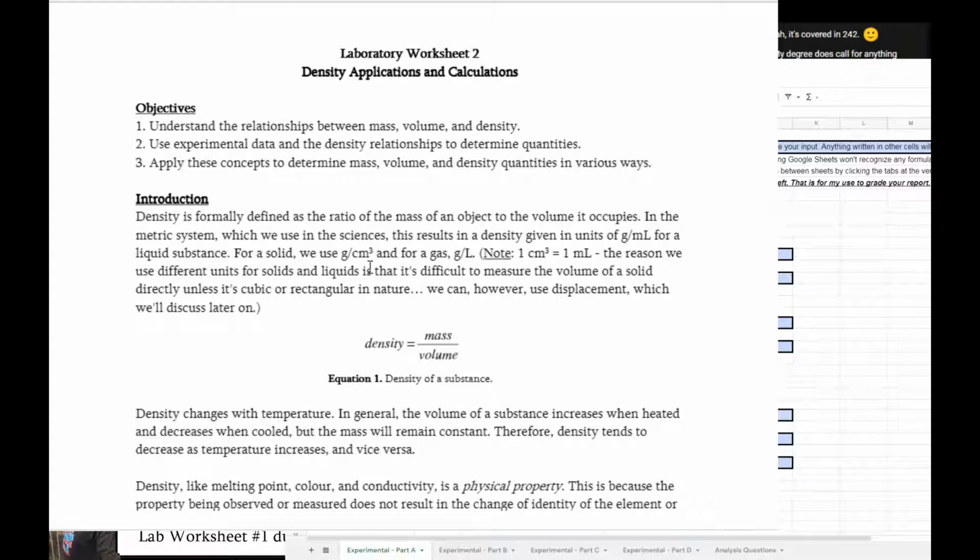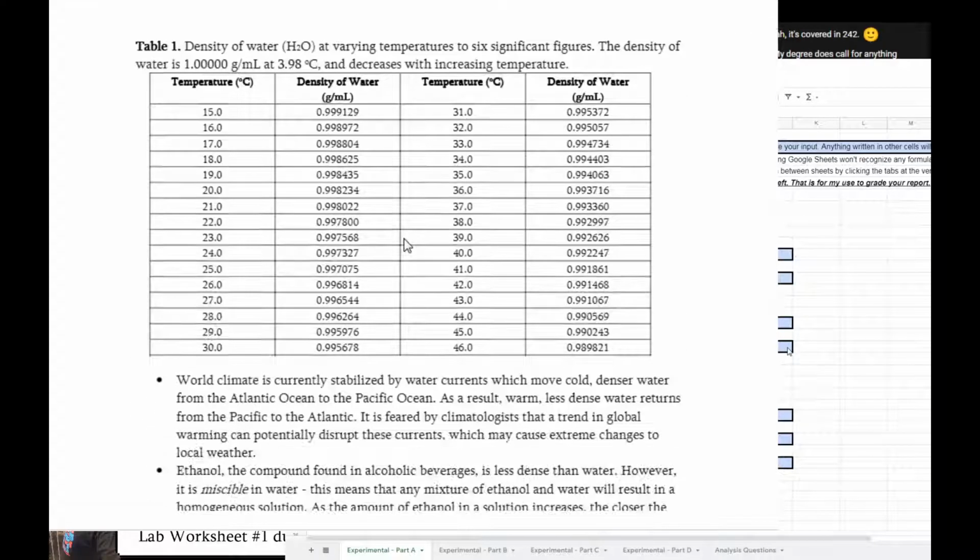Okay, so this is the assignment for lab worksheet number 2. Lab worksheet number 2 is just density and various applications of it. So it goes over an introductory little blurb about density. I have this table here, which is the density of water at various temperatures from 15 to 46. You're going to need this for like one question, but it's intended to illustrate that density is a function of temperature for all substances, for liquids and solids, actually, all states of matter. As temperature goes up, density tends to go down. And the reason for that is because as objects gain kinetic energy, which is what temperature is, they tend to move faster and farther apart.